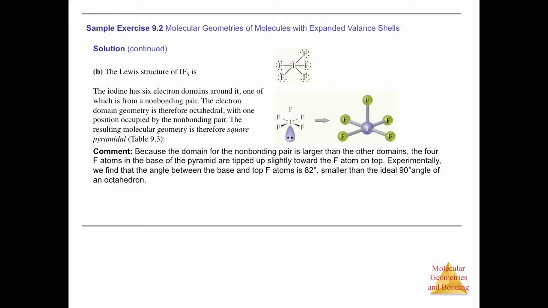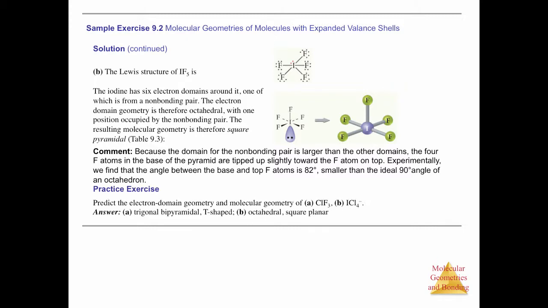Experimentally, we find that the angle between the base and the top fluorine is 82 degrees, which is smaller than the ideal 90-degree angle of an octahedron. Remember that all the positions in an octahedral are the same, so we don't have to choose between an axial position and an equatorial position. For practice, predict the electron domain geometry and molecular geometry of these two examples.